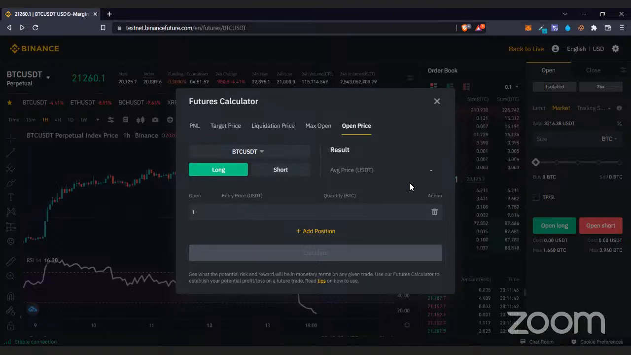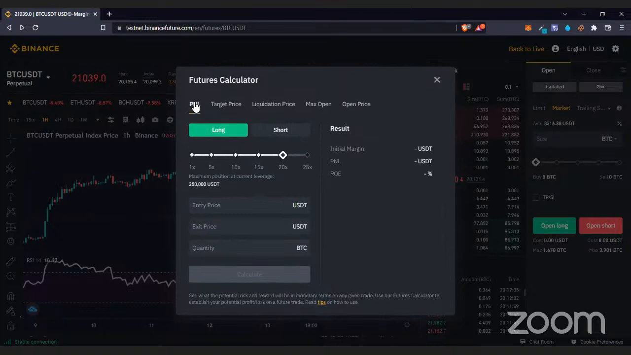Everything you see here, all of the tabs, are the same thing you see when you open it on the app. For those of you who may not know how to access the Binance Futures calculator on the app, at the end of the day, I will share my phone screen and show you where to get access to that on the app.